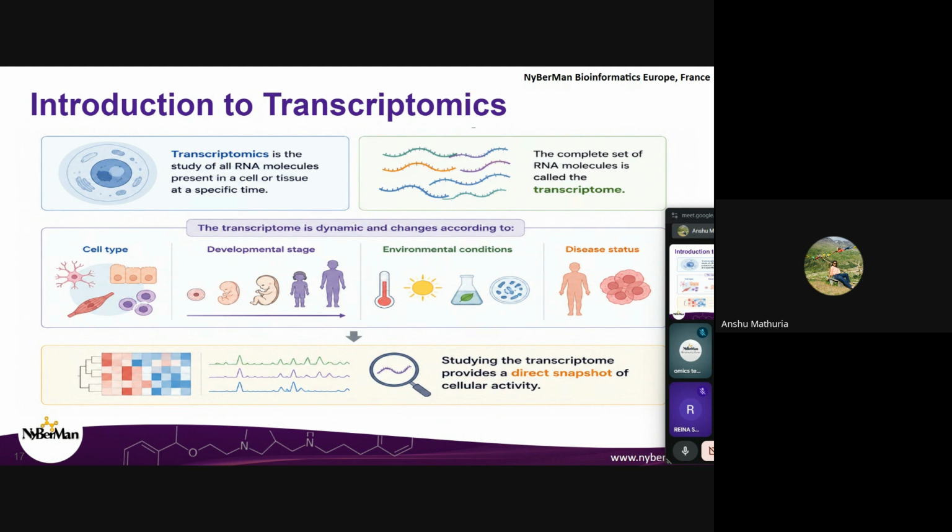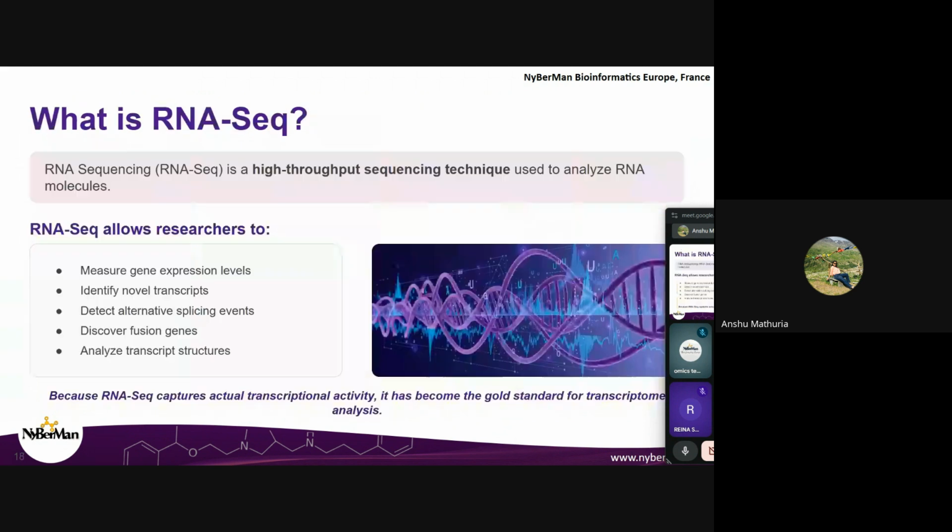Now studying this transcriptome can provide a direct snapshot of what the cellular activity is. That is, if one gene is expressed at a higher scale, that means more proteins are formed, and you can understand the cellular activity from that particular analysis. So if gene X is an oncogene, that means some oncoprotein is getting produced. If gene X is highly expressed, then you can understand that a certain protein is getting produced that is harmful for our body because it's an oncoprotein.